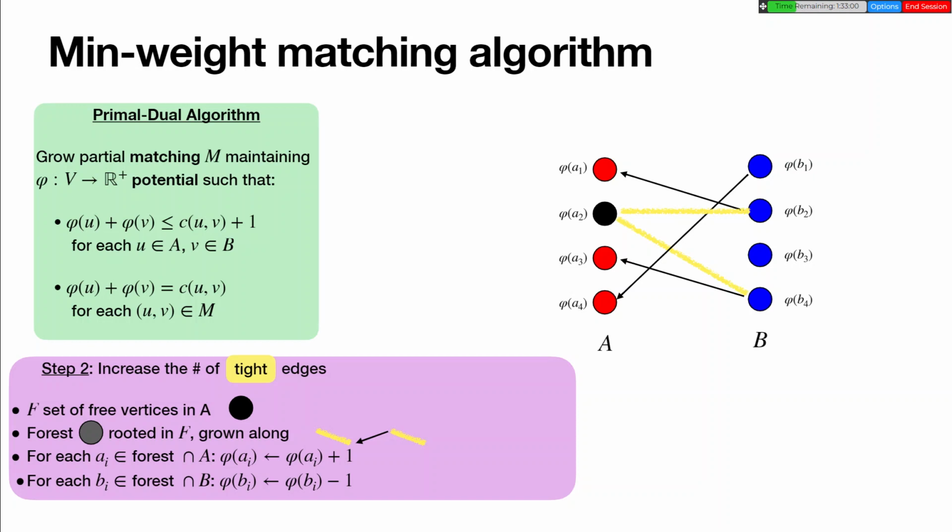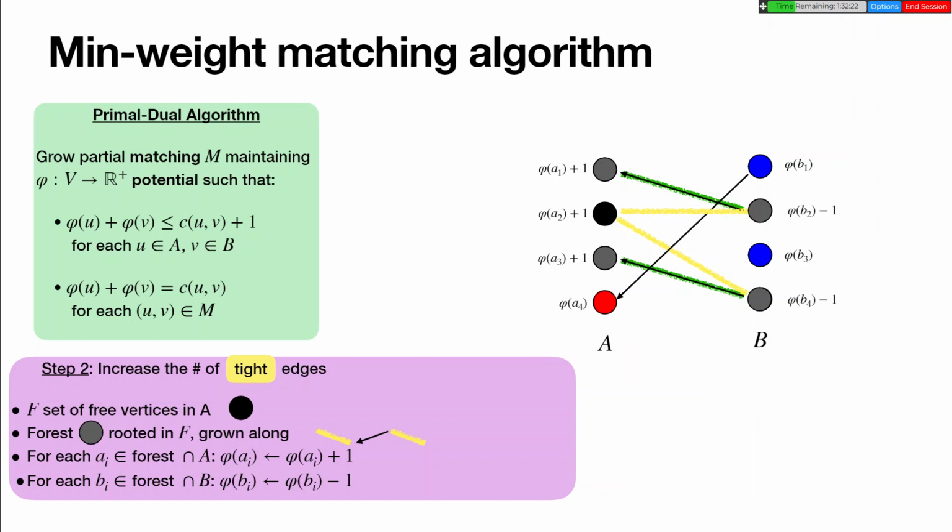And what we do is that we grow a forest rooted in these black vertices, and we grow along tight edges in one direction and existing edges in the reverse direction. And we color in gray all the vertices in the forest. And what we do is that we increase the potential of vertices on the left hand side of the forest, and we decrease the potential of the vertices on the right hand side of the forest.